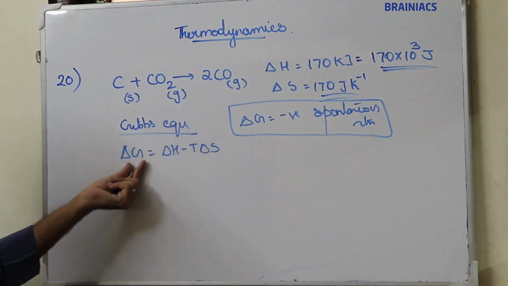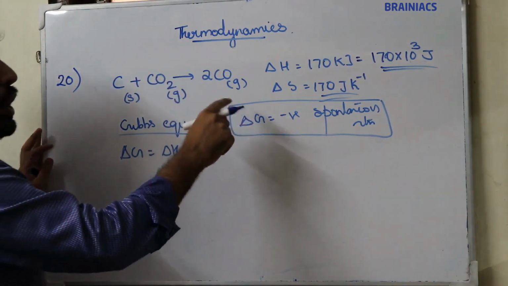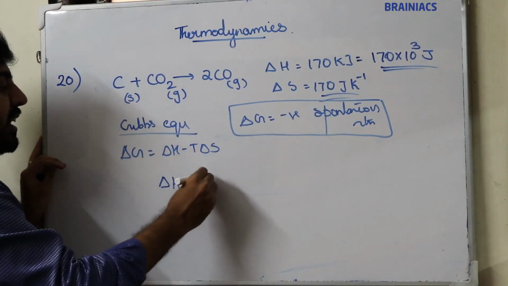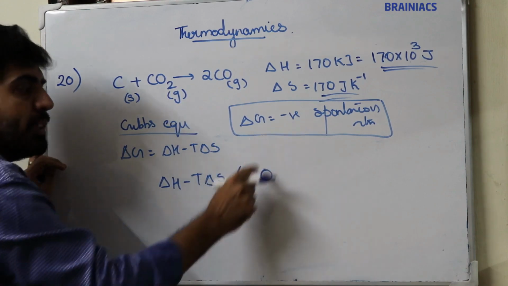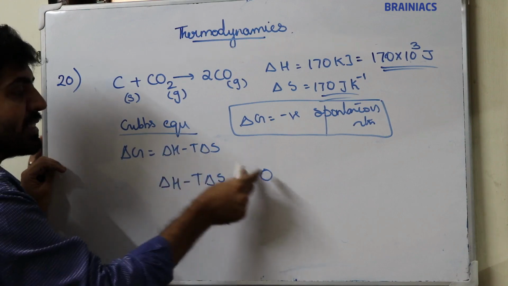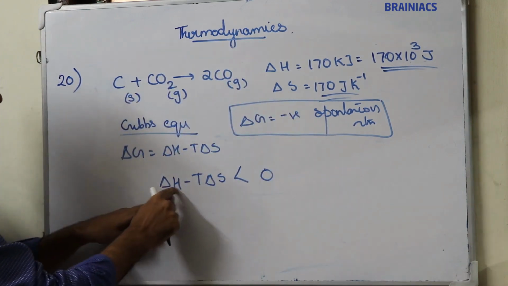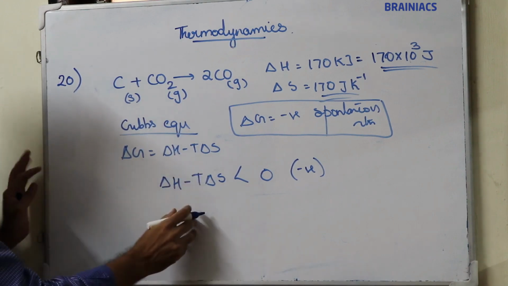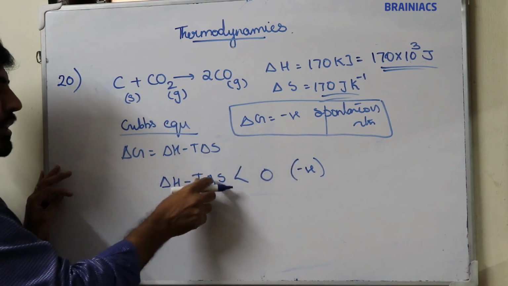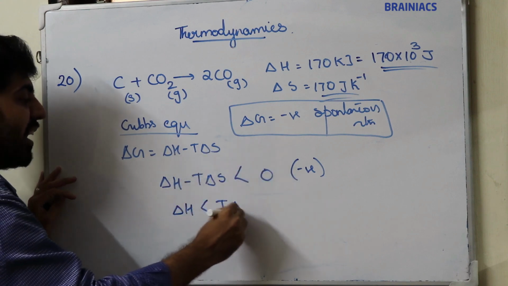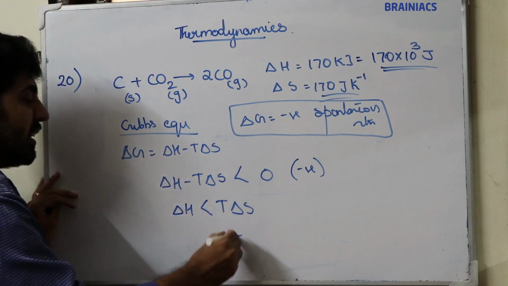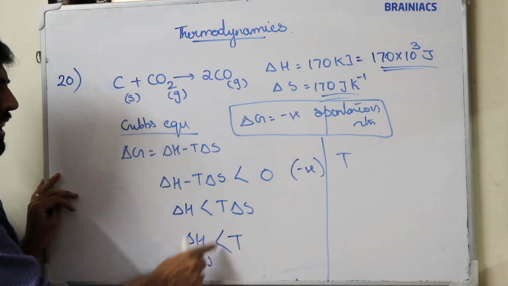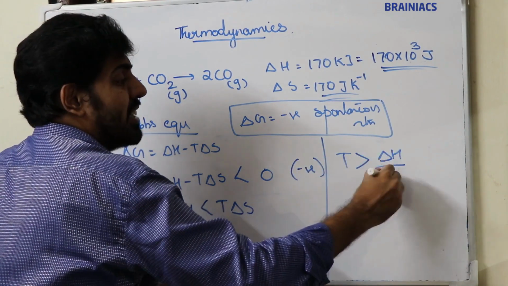So according to Gibbs equation, delta G is equal to delta H minus T delta S, and they have asked what temperature makes the reaction spontaneous. So we can write delta H minus T delta S less than 0. Negative value means less than 0. So if delta H minus T delta S is less than 0, the reaction is spontaneous. Okay, so I am taking T delta S to this side. So delta H less than T delta S, right? So what will be the value of T? T will be greater than delta H by delta S. I think it's clear till here.